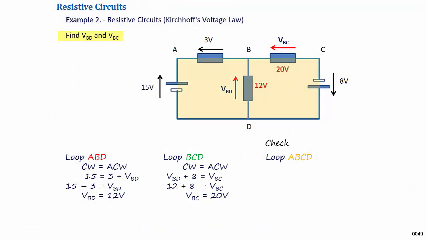Finally, now that we have found both values, we can use the loop ABCD to check our answers. If the numbers are correct, then the equation clockwise and anti-clockwise should balance. Taking loop ABCD, by KVL, clockwise voltages equal anti-clockwise voltages. Substituting values for VBC, 15 plus 8 equals 3 plus 20, which both equal 23.